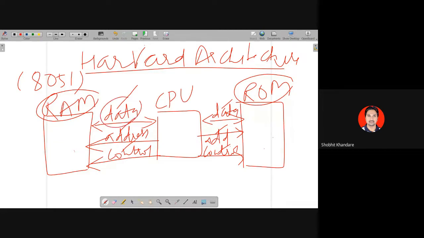यहाँ पे भी एक अलग बस, यहाँ पे भी अलग एड्रेस बस, यहाँ पे भी अलग एड्रेस बस, यहाँ पे अलग कंट्रोल बस और यहाँ पे अलग कंट्रोल बस. So the hardware required is more, and the design is complex as compared with the von Neumann architecture. I hope this is clear now.